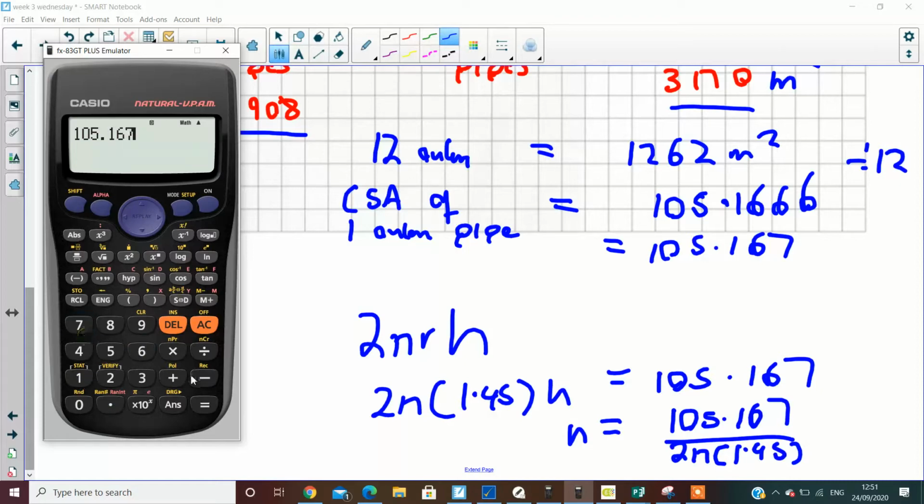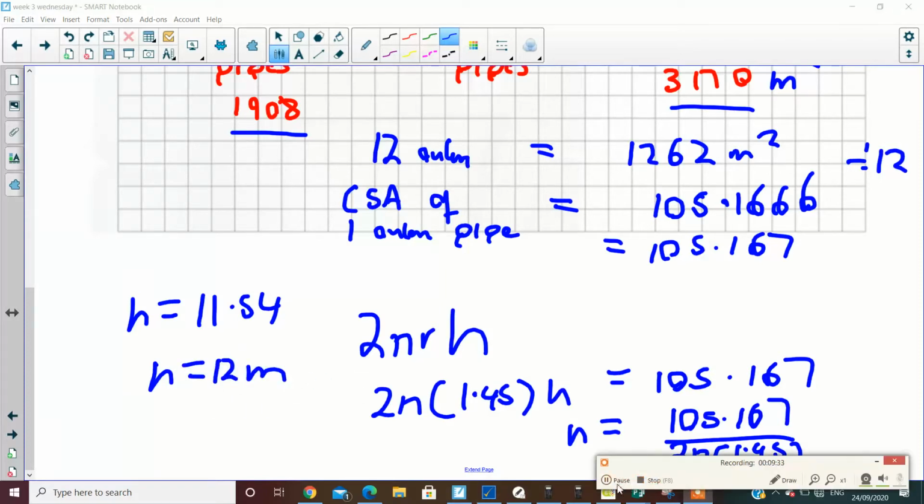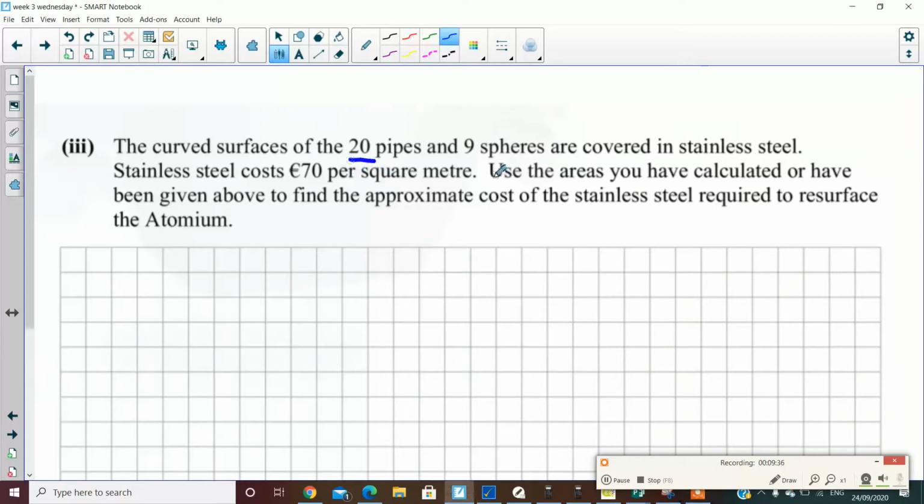That was a decently tough question in the end. 11.54. Round off to nearest meter. 12 meters. Okay. And unfortunately now we got to add the 20 pipes and the 9 spheres. Oh, that's great. The 20 pipes is 3,170. How much were the 9 spheres? I think that was the answer to, was it 1? Add them together and what you get?